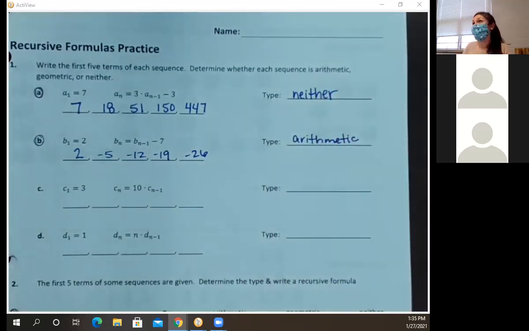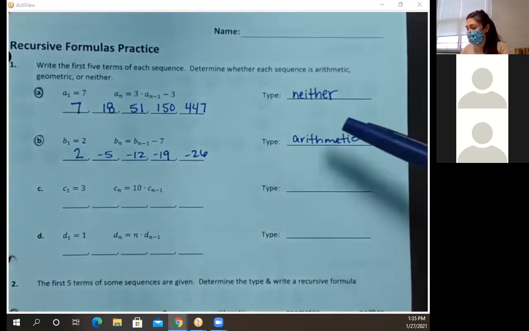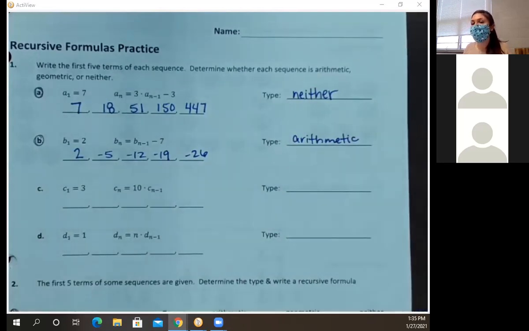So your homework for today is to finish page 11. Do you have a question on this? Okay, what's your question on D?